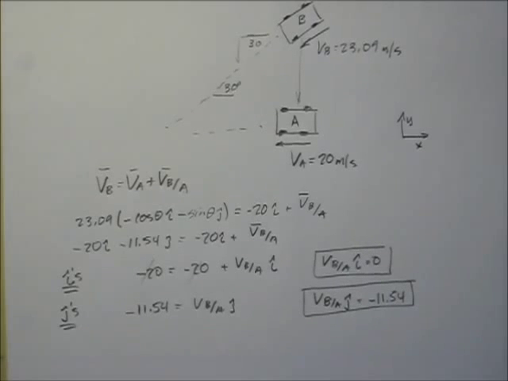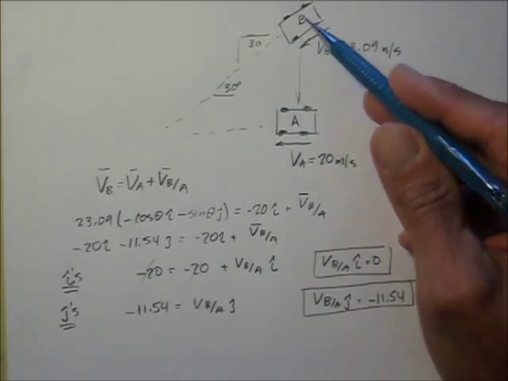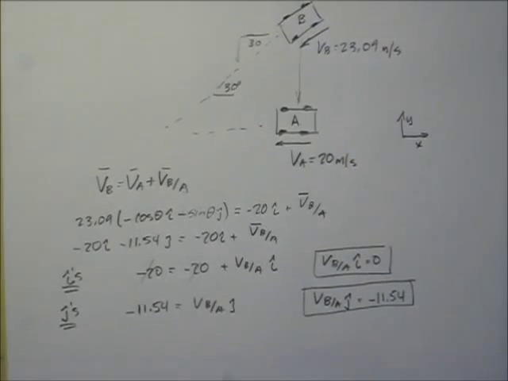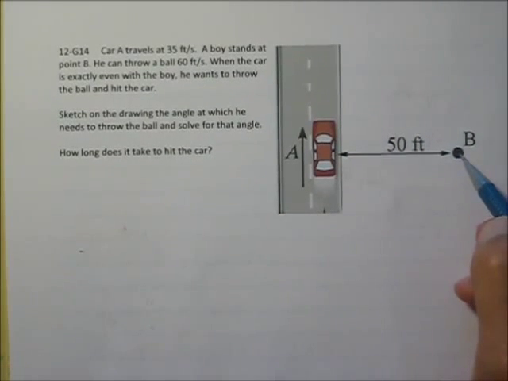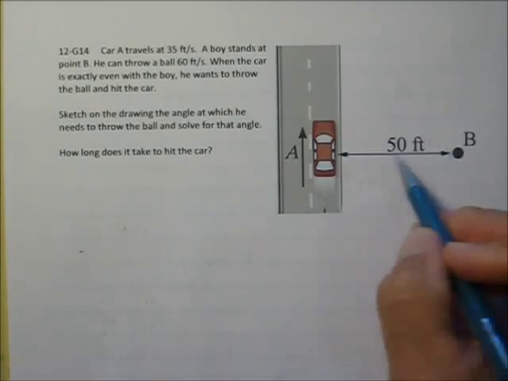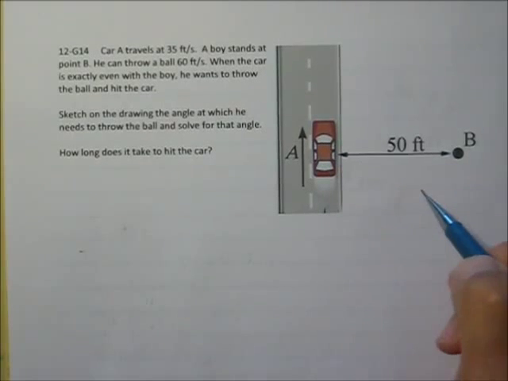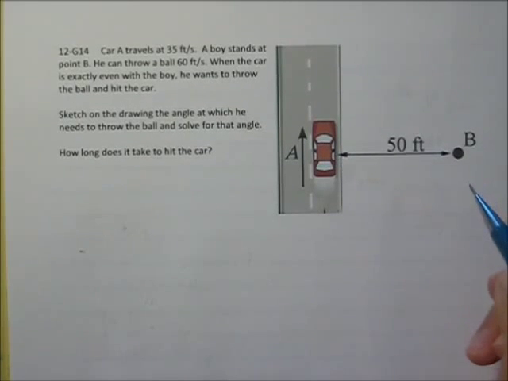So that's kind of the way you get started with relative motion. If I'm looking out the window of A, what does the velocity of B look like to me? That's what the B with respect to A equation looks like. Here's another illustration of a couple of objects moving relative to each other. Let's say this car is moving in this direction at 35 feet per second, and there's a boy over here who can throw a ball at 60 feet per second. He's going to try to throw it such that the passenger of the car catches it, or he's going to try to throw it through the window here.